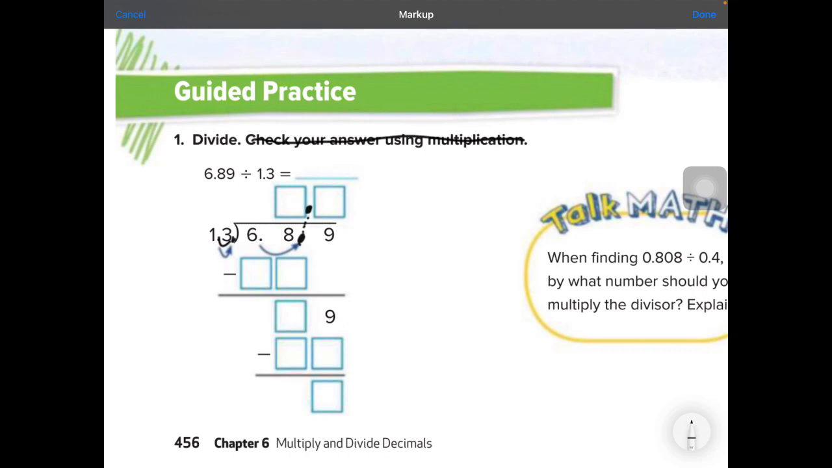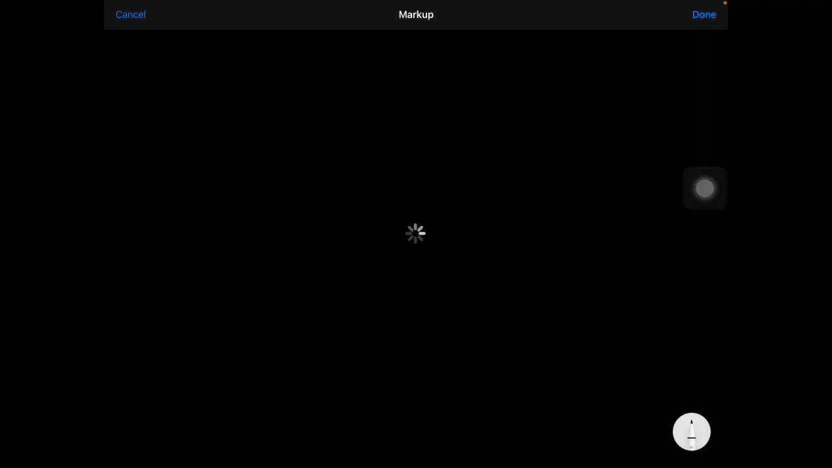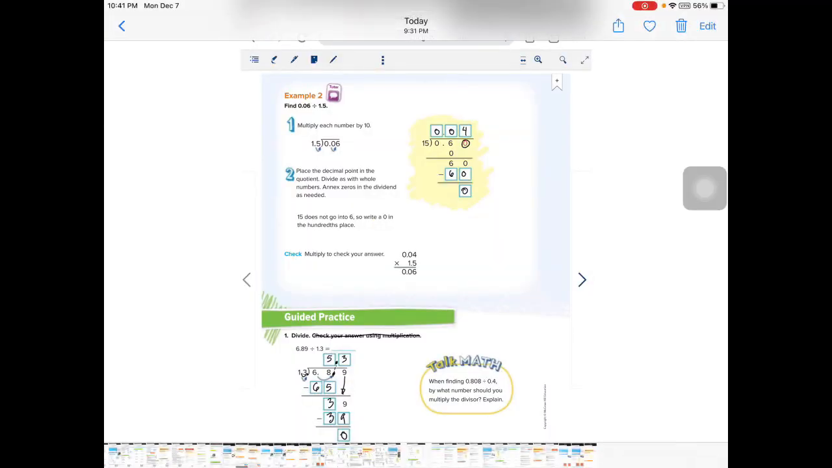All right, 13 will not go into 6. But 13 will go into 68 about 5 times. 5 times 13 is 65. 68 minus 65 is 3. Bring down the 9 will be 39. So then 13 will go into 39 about 3 times. 3 times 13 is 39. 0 is our answer.